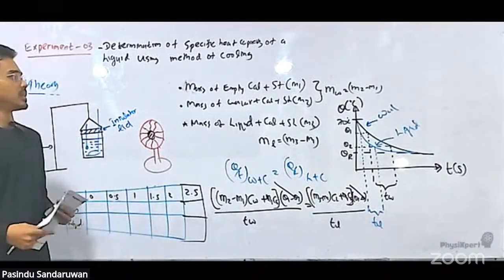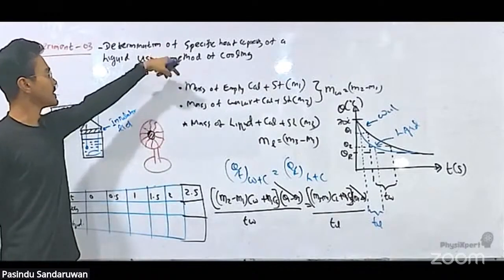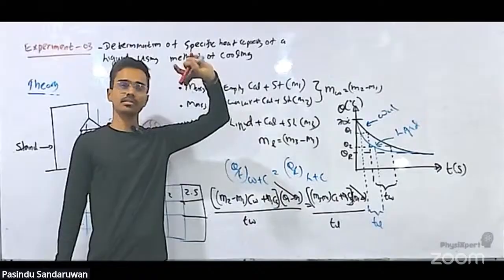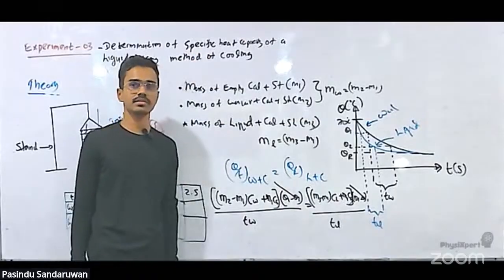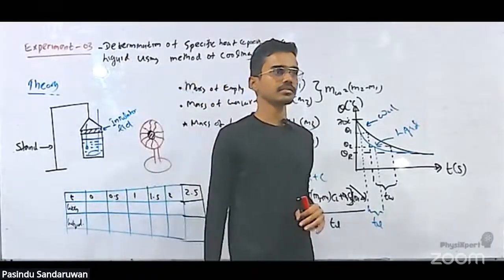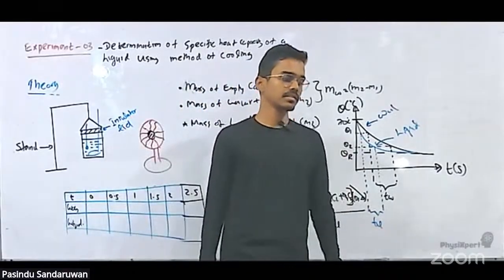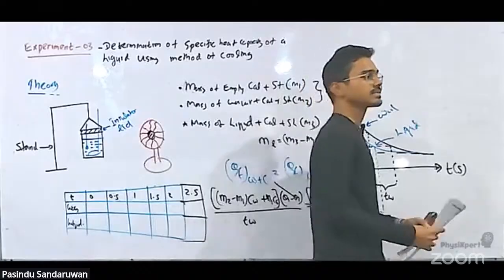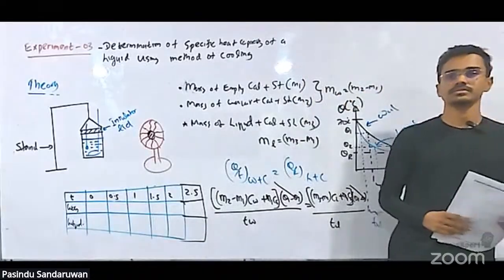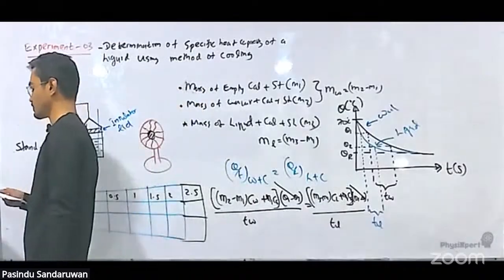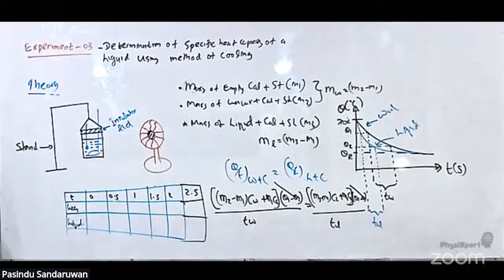We are measuring masses, so then a triple beam balance, four beam balance, or electronic balance. Either one.